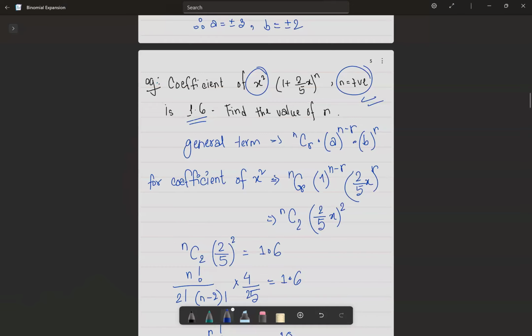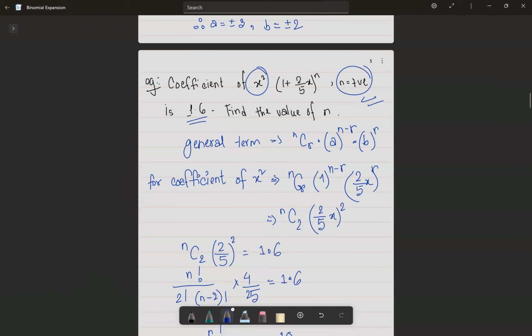So instead of writing the value of r directly, what we did was we let r sit for a while. We substituted the values of n, a, and b. And then we saw that in order to get the term in x square, we need the value of r to be 2. So we put 2 in here. We know 1 to the power anything is 1. So it's a waste to write it down. We did not write it down in here.